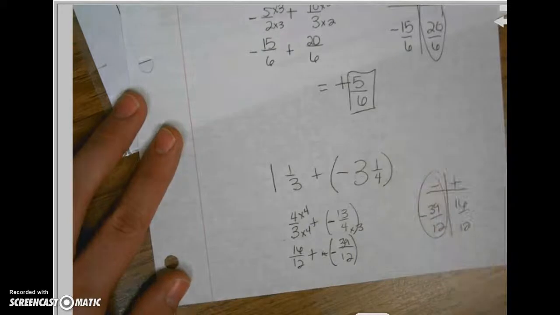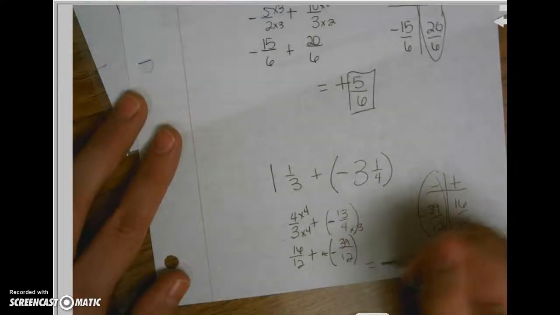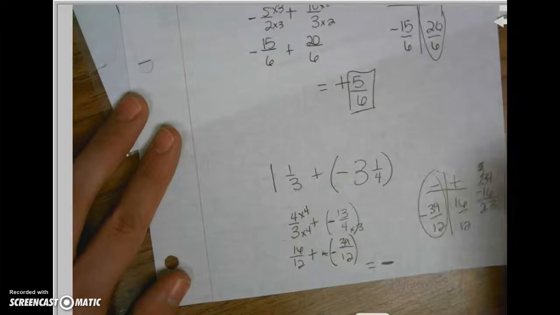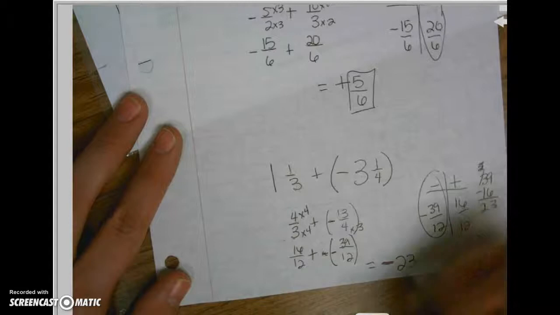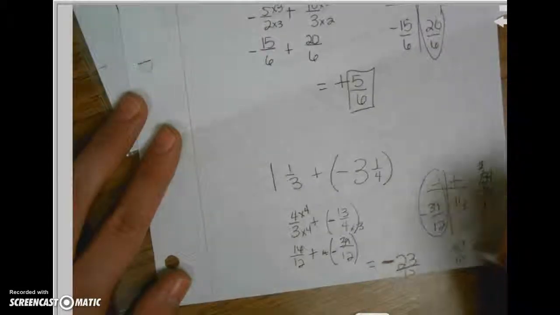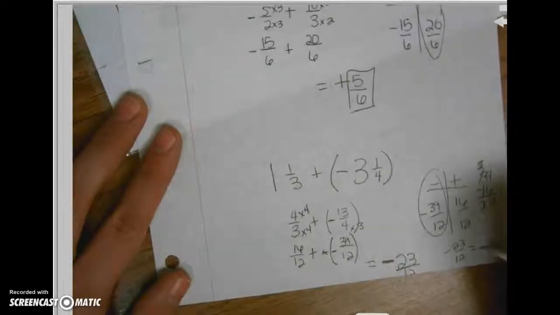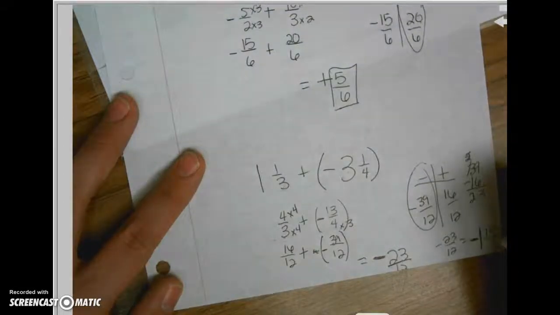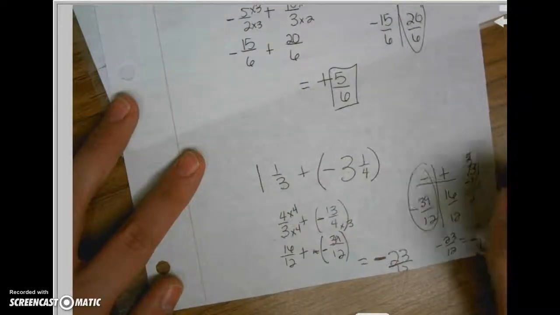Well, I know that the negative is larger here, so that means that my answer is negative. And then 39 minus 16 is 13. Oops, I didn't have to borrow. 3 minus 1 is 2, so it should be 23. Negative 23. But my denominator is 12, so negative 23/12. Okay, 12 only goes in there one time, so my answer is negative 1 and 11/12. So negative 1 and 11/12.